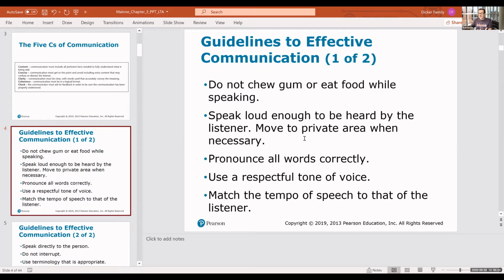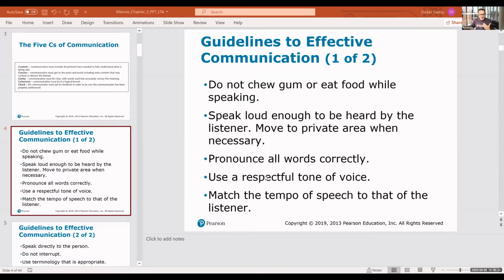Speak loud enough to be heard. One of the things I would tell you too about the phone is be very careful with putting the phone mouthpiece too close to your mouth. If you have that mouthpiece right on top of your mouth, then things get really muffled. Always keep about an inch or so worth of distance between the mouthpiece and your mouth, and that will keep the person on the other end of the line from hearing a muffled conversation.